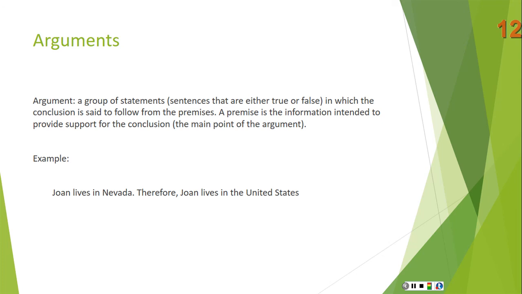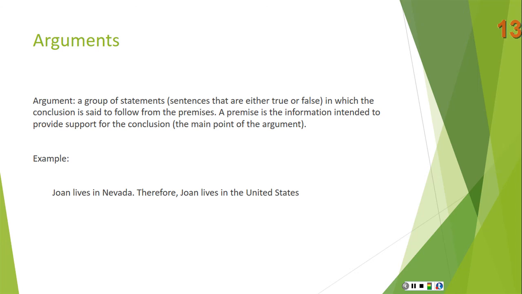A premise is the information intended to provide support for the conclusion, being the main point of the argument. So here's an example. Joan lives in Nevada, therefore Joan lives in the United States. This is an argument. You have one premise, Joan lives in Nevada, and you have one conclusion, Joan lives in the United States. And you have this sort of conclusion indicator word, therefore.